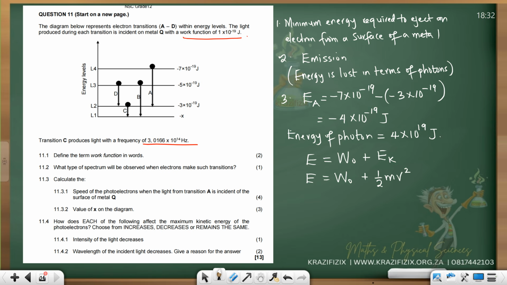What is my E now? 4 times 10 to the power negative 19. What is our work function, by the way? 1 times 10 to the power negative 19. What is m? Mass of an electron, 9.11 times 10 to the power negative 31. And we have V squared. All the exponents are negative 19.